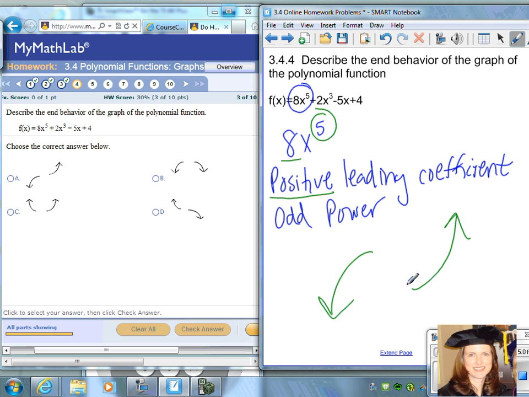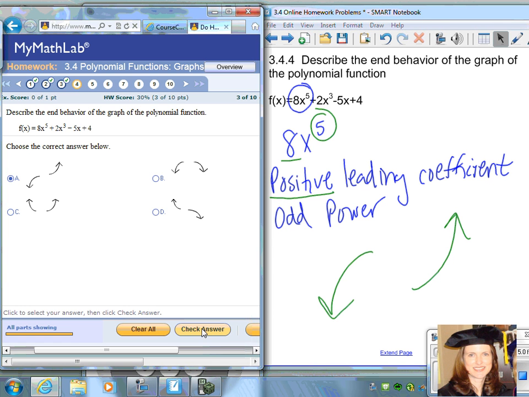Positive leading coefficient always ends up positive. The odd exponent means that it goes in the opposite direction. So make your decision based on that leading term.